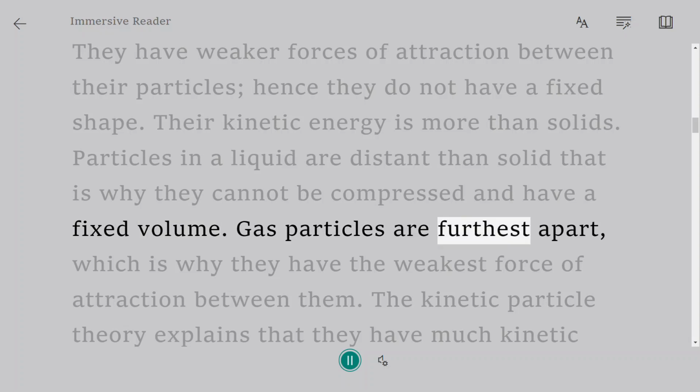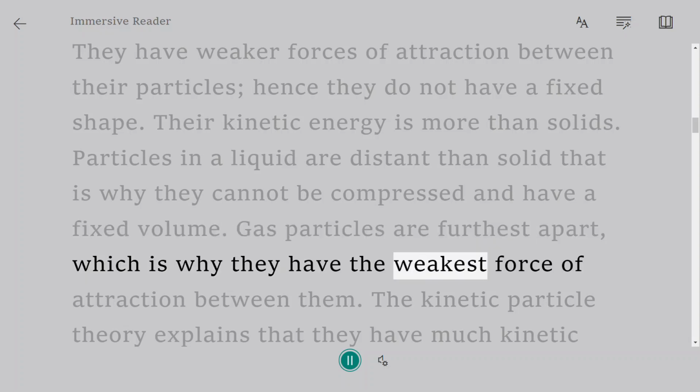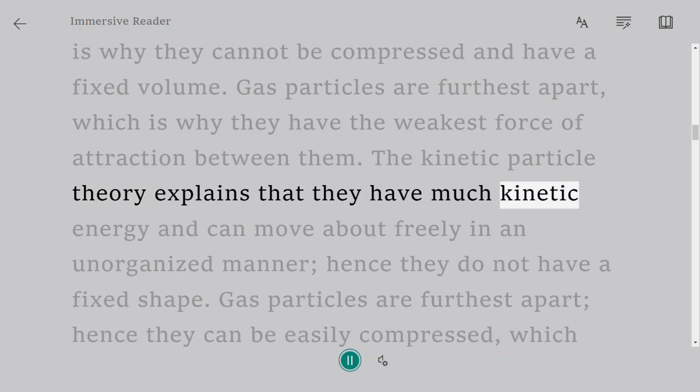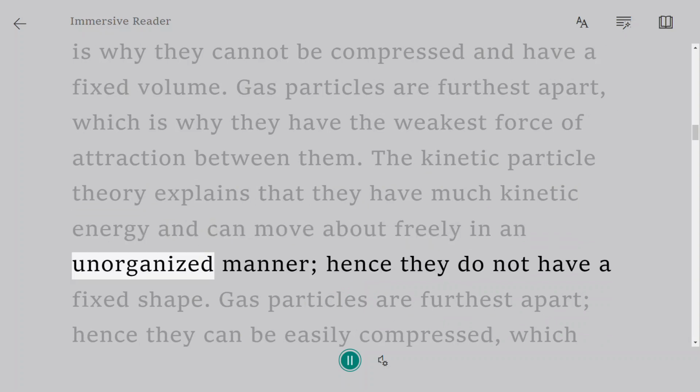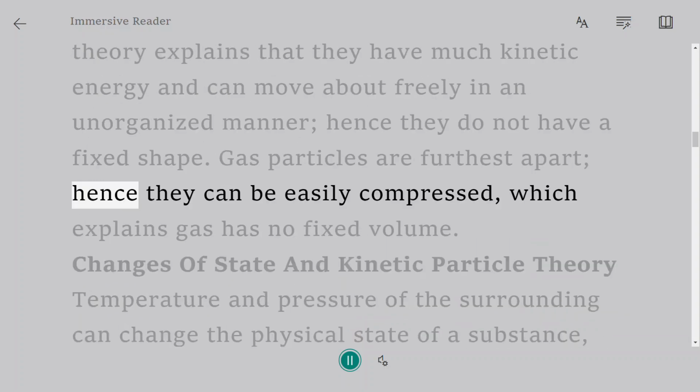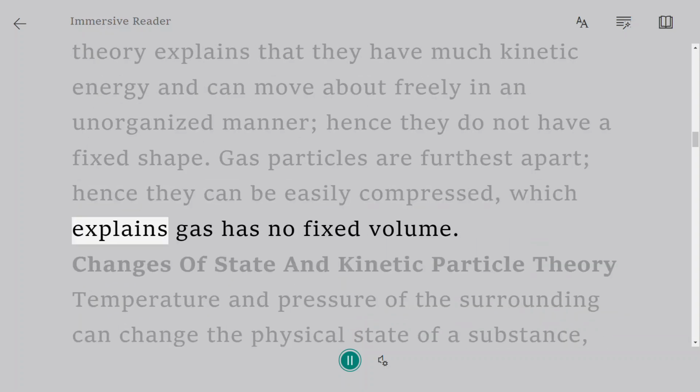Gas particles are furthest apart, which is why they have the weakest force of attraction between them. The kinetic particle theory explains that they have much kinetic energy and can move about freely in an unorganized manner, hence they do not have a fixed shape. Because gas particles are furthest apart, they can be easily compressed, which explains why gas has no fixed volume.